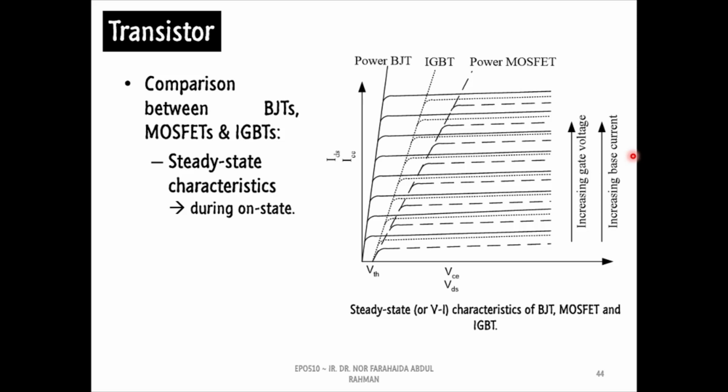At the same conducted current, we can see these transistors have different on-state voltage. According to the curve, BJT has the lowest on-state voltage and MOSFET has the highest value. In the middle, it is IGBT.